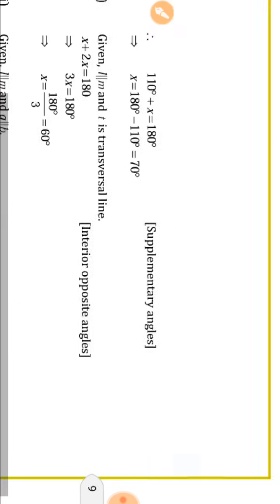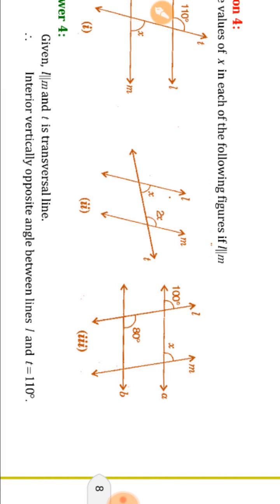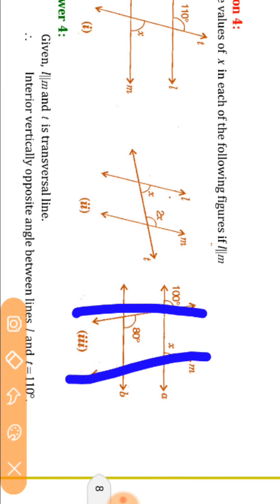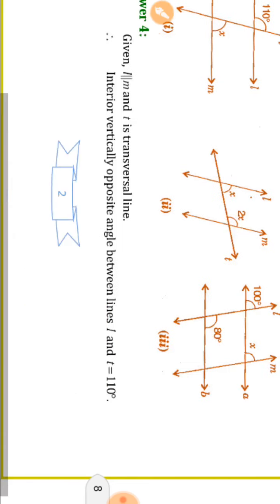Then in the third question, what is it? Here X is unknown. These two are parallel. We have to observe very carefully. Which property can you use here?